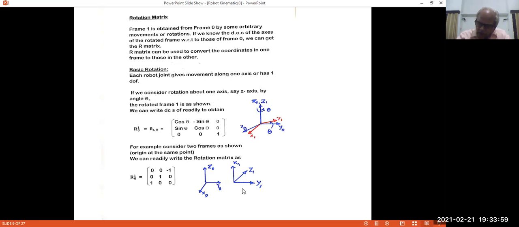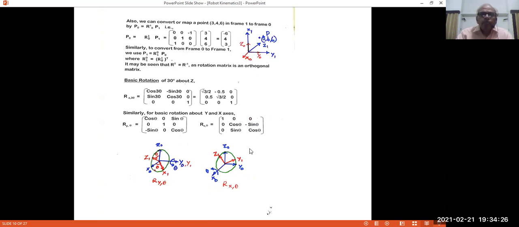So, only along y0 it will have full component, no components along x0 or z0. So, 0, 1, 0. Similarly, z1 is along the negative direction of x0, no components along these two. Therefore, it is minus 1, 0, 0. So, readily by inspection also, if the frames are clear enough, you can write a rotation matrix by inspection.